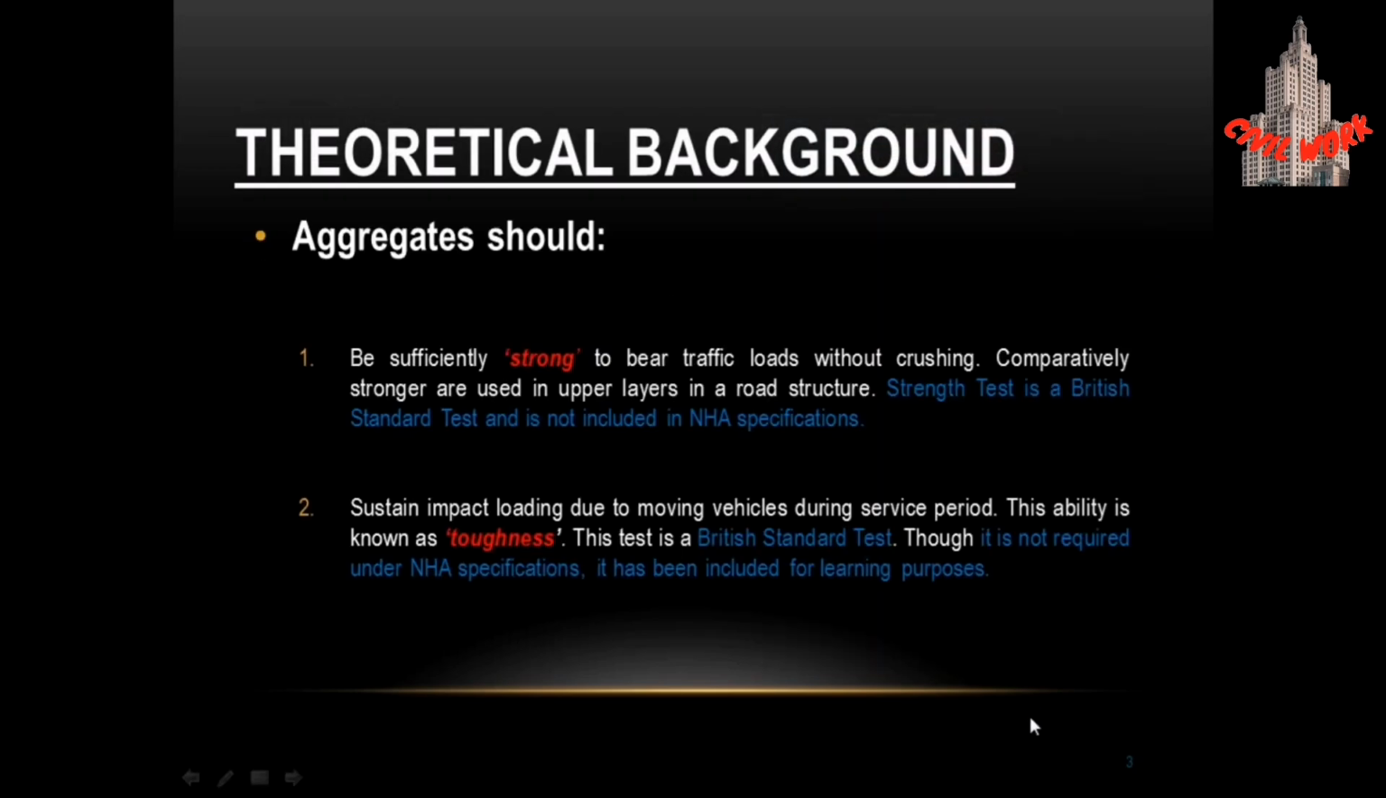Theoretical background. This theoretical background covers how good an aggregate should be to be used in suitable areas of road construction, or concrete material, etc. Aggregate should be sufficiently strong to bear traffic loads without crushing. Comparatively stronger aggregates are used in the upper layers of the road structure.